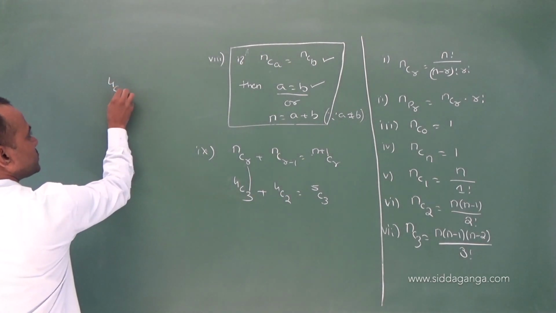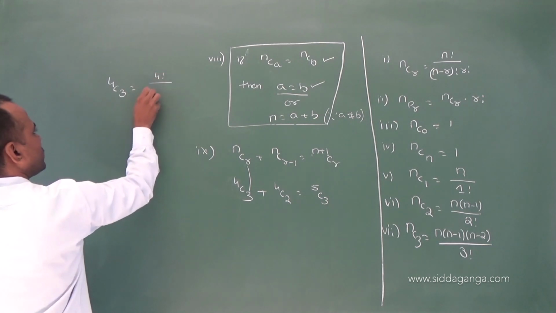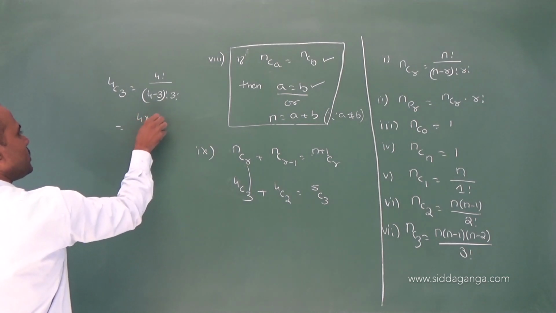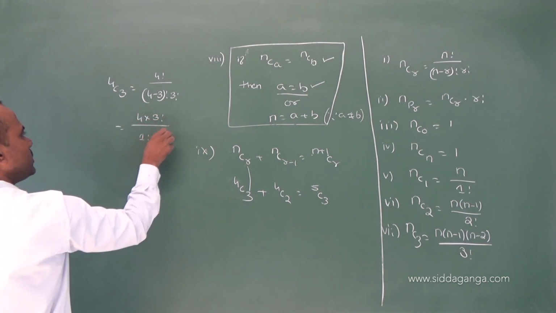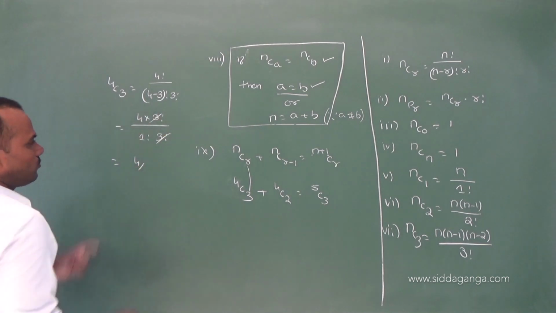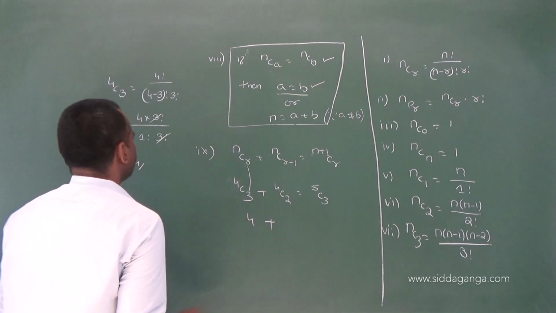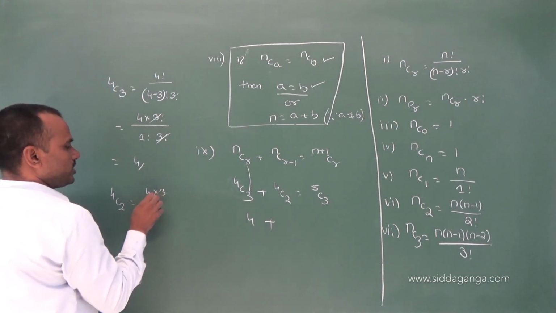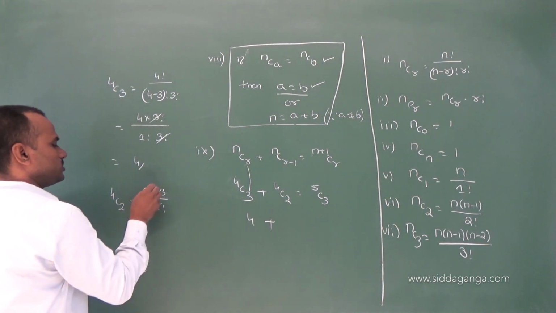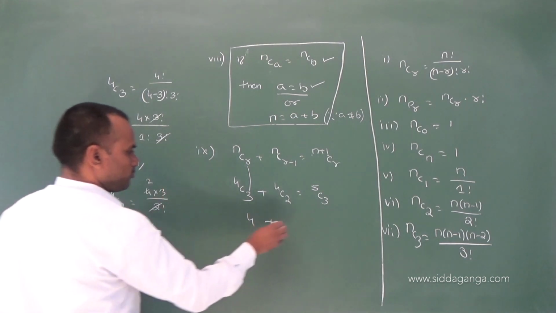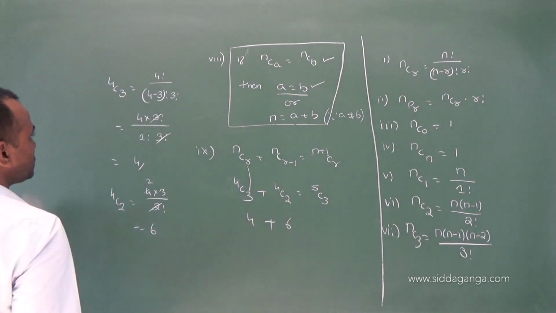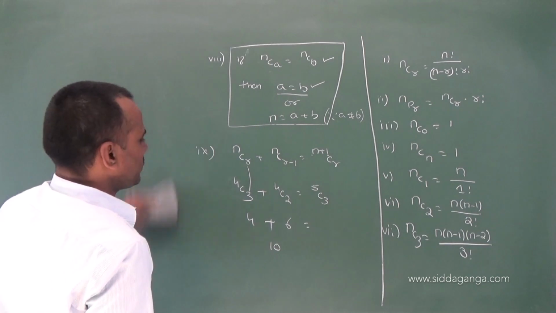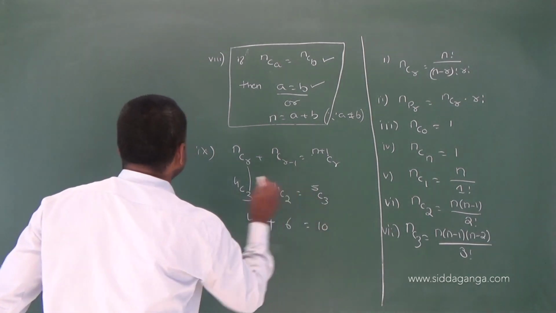Firstly, we find 4C3: 4 factorial divided by (4 minus 3) factorial into 3 factorial. 4 into 3 factorial divided by 1 factorial into 3 factorial. 3 factorial gets cancelled, and the answer is 4. 4C3 is 4, plus 4C2: 4 into 3 divided by 2 factorial. 3 twos are 6. 4 plus 6 is 10.